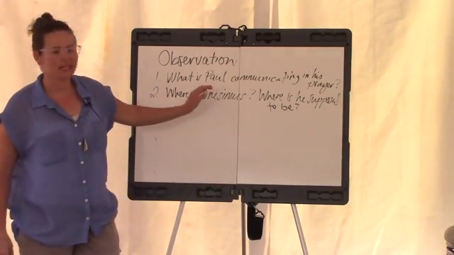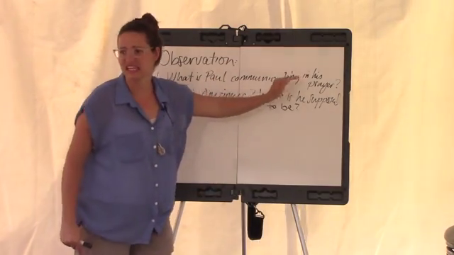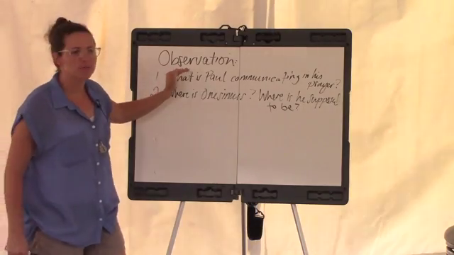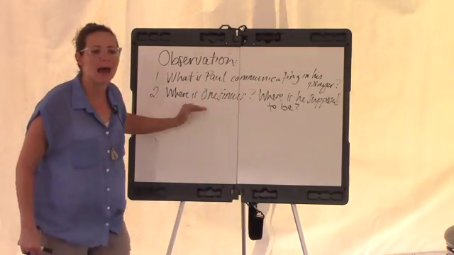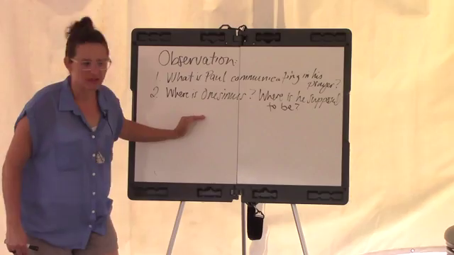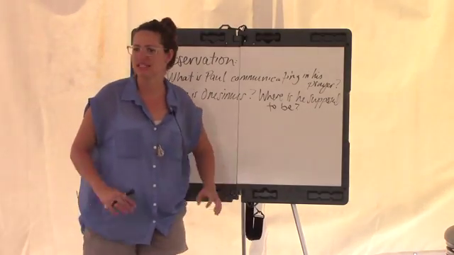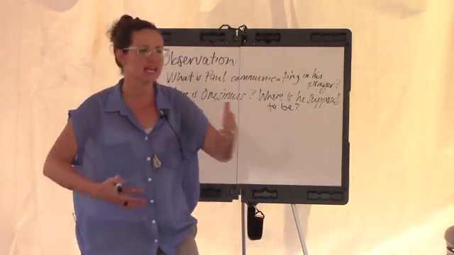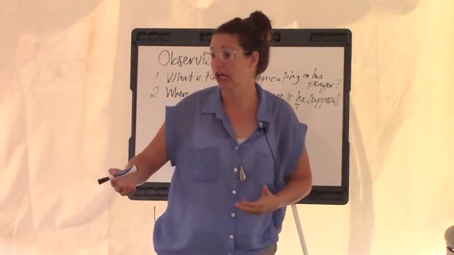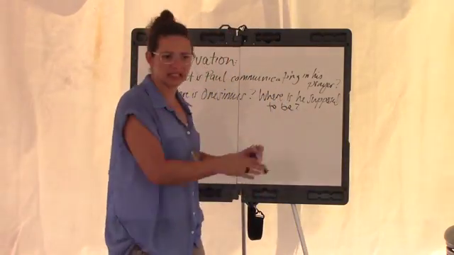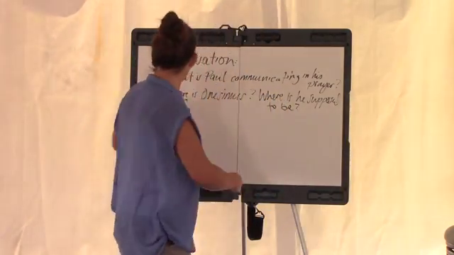And so what I'm doing is I'm setting up the scene here. What is Paul communicating? What's happening in the letter? That's where Onesimus comes in. I'm anticipating that that's going to help bring up what's happening, what's going on. And that's directly from the text.